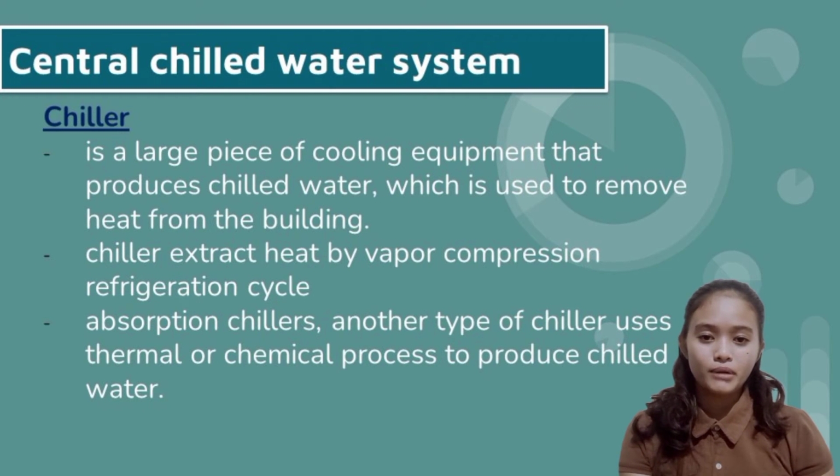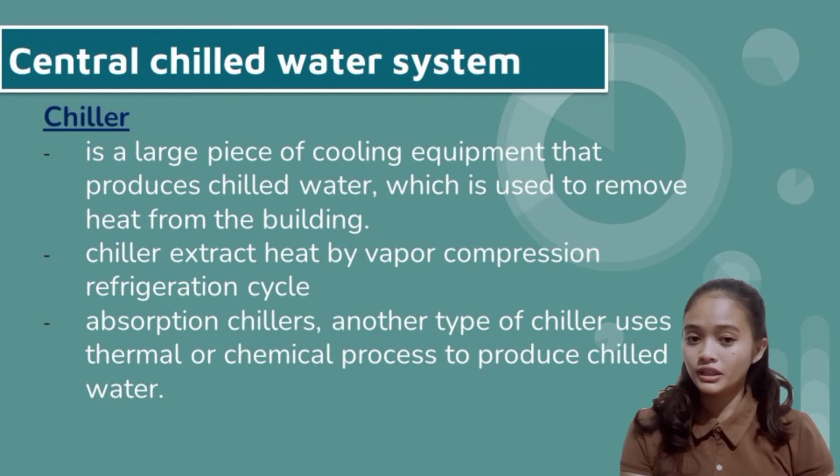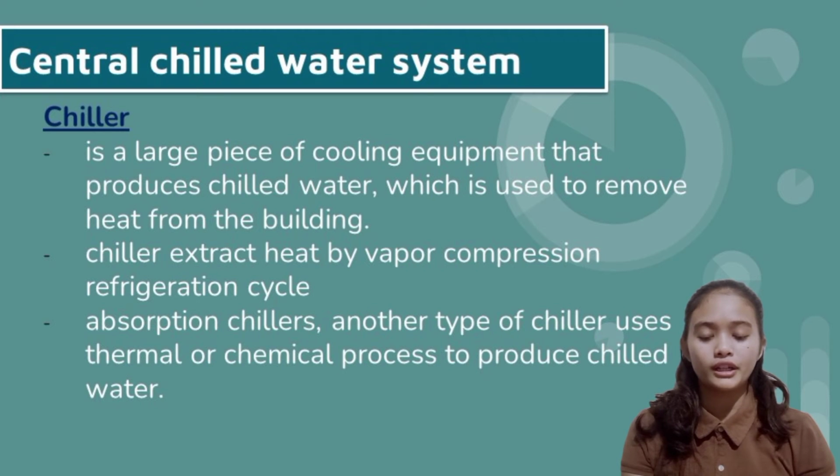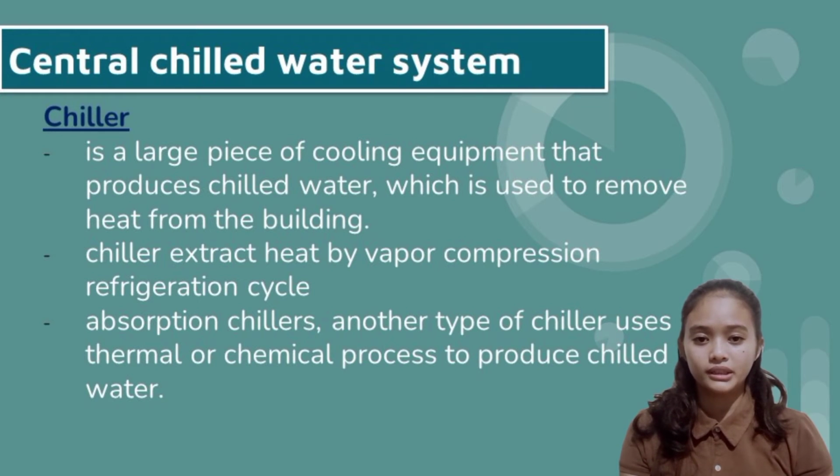There is a type of chiller, the absorption chiller, that uses a thermal or chemical process to make the refrigeration processes necessary to make the cold or chilled water. So the selection of chiller, either the normal chiller or the absorption chiller, only really depends on availability, and there is no such thing as more efficient or nicer.